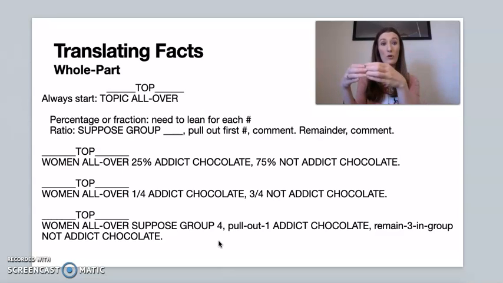So suppose group 4. I'm going to put a 4 in the group. There's 4 in that group. I'm going to pull 1 out. My 1 is now in front of my dominant shoulder, addicted to chocolate. Okay. I'm going to put my group back with my non-dominant. I'm going to say the remaining 3 that are still in this group are not addicted to chocolate. So I only pull out that 1 because she's unique, and then the 3 stay in the group. Okay.